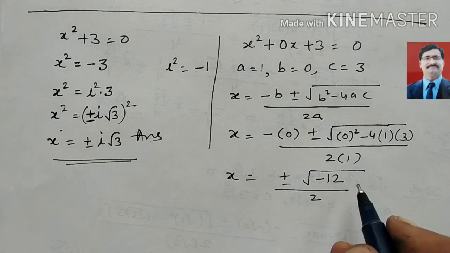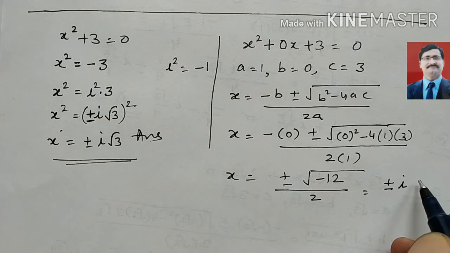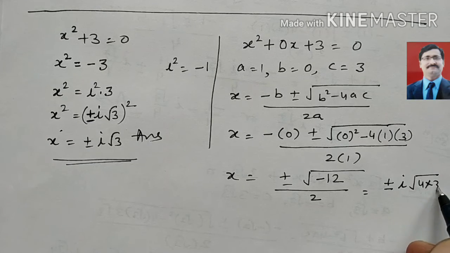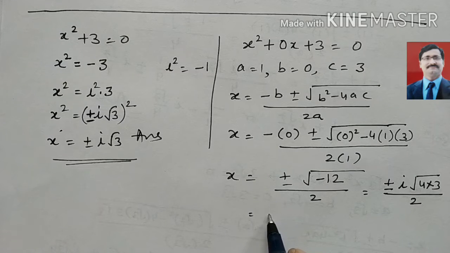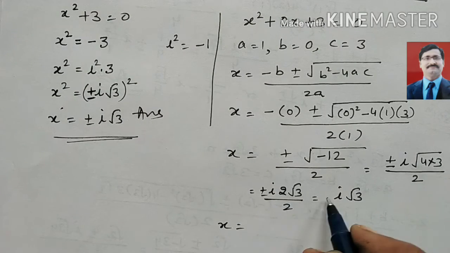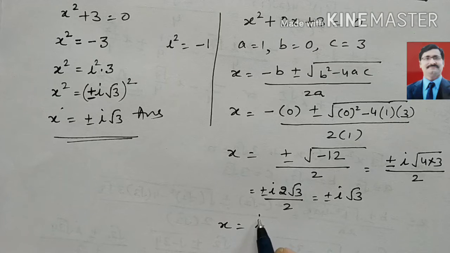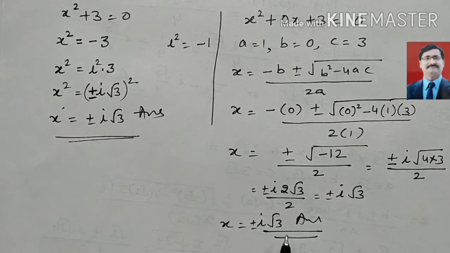Now look here, this is plus minus, 4 into 3, this iota you can write, and you can write here 4 into 3 is 12 upon 2. This 4 is outside, you get here iota 2 root 3 upon 2. 2 you can cancel, iota and root 3 you get. So x we get here plus minus iota root 3. So both methods you get the same answer, you can check. So you can use any method to solve.